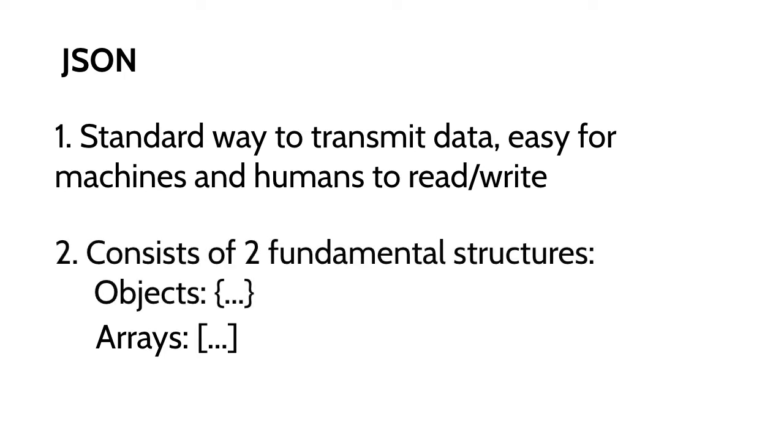The second thing to understand about JSON is that it consists of 2 fundamental structures, objects and arrays. An object is an unordered set of key value pairs, and it's denoted by curly braces. Each key is a string followed by a colon, and the value can be a string, number, true or false, or another object or array.